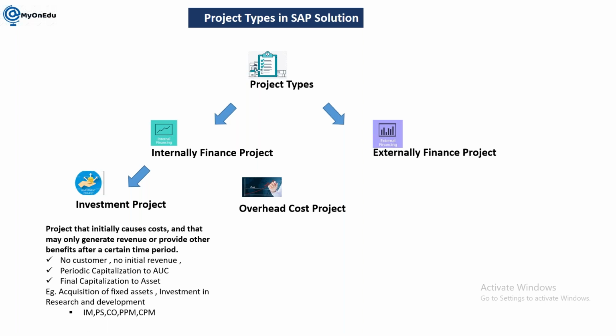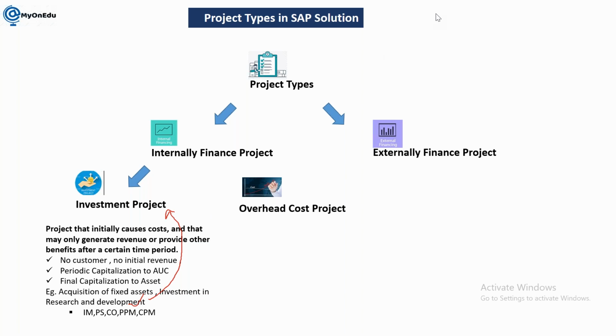And when you are going to implement this project in SAP, these are some of the modules which will help you implement the business process. First is investment management. Second is project system, CO controlling, PPM portfolio project management, and CPM is commercial project management. As per the functionality we have in the PPM, it is the best suited for investment projects. But it doesn't mean we cannot use this PPM for overhead or externally financed projects. But as per the functionality, the maximum functionality can be utilized in investment projects only, not in customer projects.